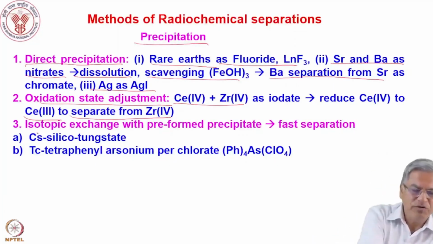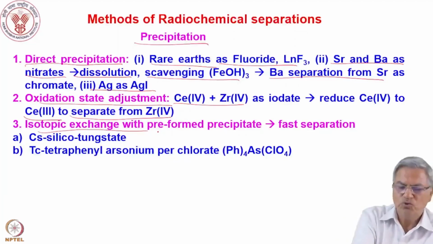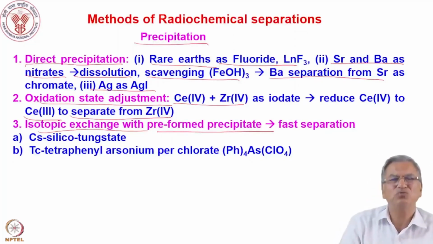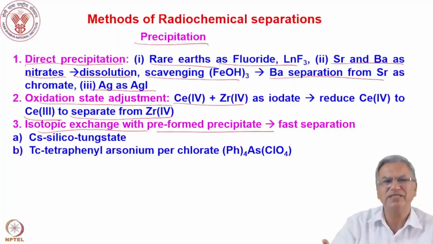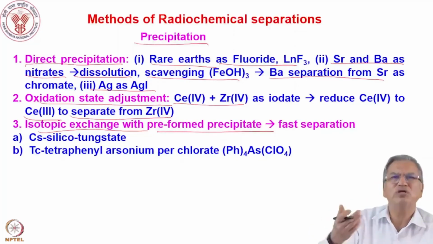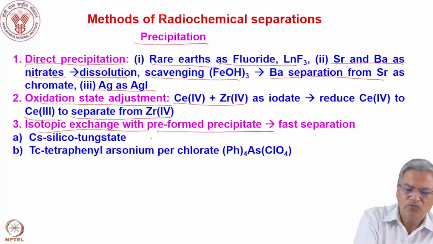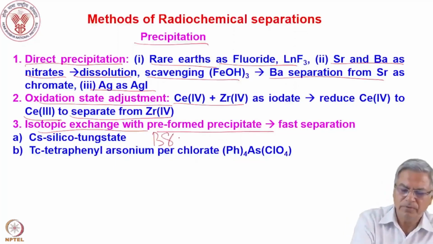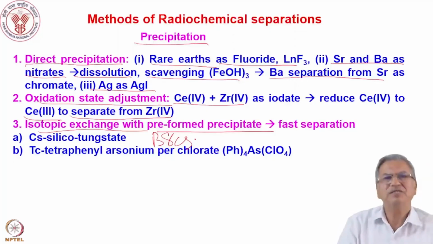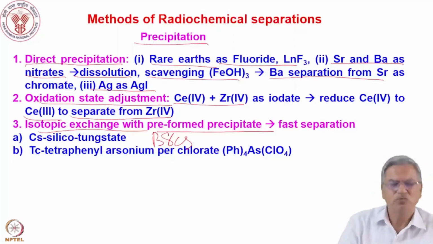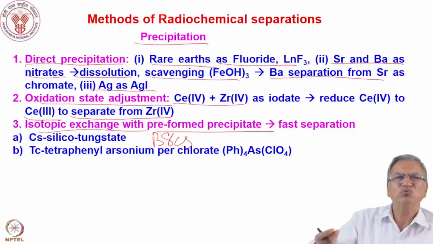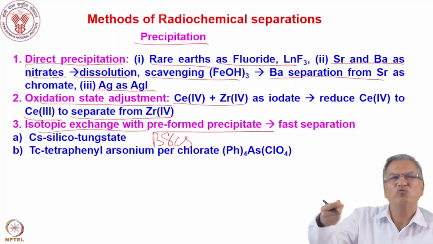One of the very innovative ideas is to do isotopic exchange with a pre-formed precipitate. So you don't have to add the precipitating agent afterwards. And this is required when you have a very short-lived isotope. For example, cesium-138, very short-lived half-life. So cesium-138, you want to separate, you don't have much time, maybe within 5 minutes, not even 5 minutes actually, 1 or 2 minutes.